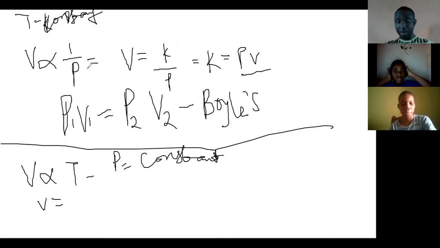Okay, now look at another one. There is no 1 on top here, so there's no need for doing that. This becomes equal to, so what do you think V will be equal to now? Whenever you are changing from proportionality to equal to, there must be a constant. So what do we put here now? V is equal to what?